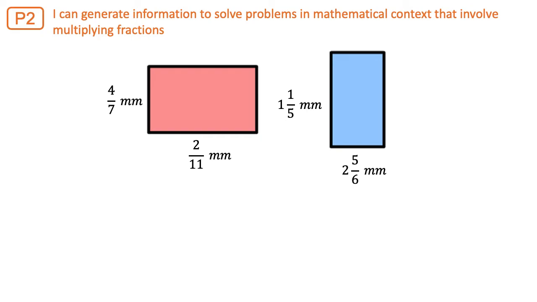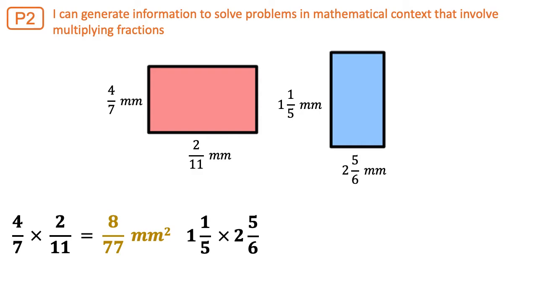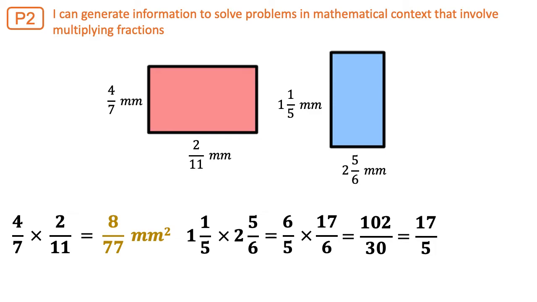Just like earlier, we multiply the numerators and denominators. For the first question, the answer is 8 out of 77 millimeters squared. And for the second question, we would have to convert the mixed fractions into improper fractions. 5 times 1 plus 1 leaves us with 6 out of 5. And 6 times 2 plus 5 gives us 17/6. Now we can multiply. 6 times 17 and 5 times 6 gives us 102 out of 30. 102 and 30 have a common factor of 6, so can be simplified to 17 out of 5 millimeters squared.